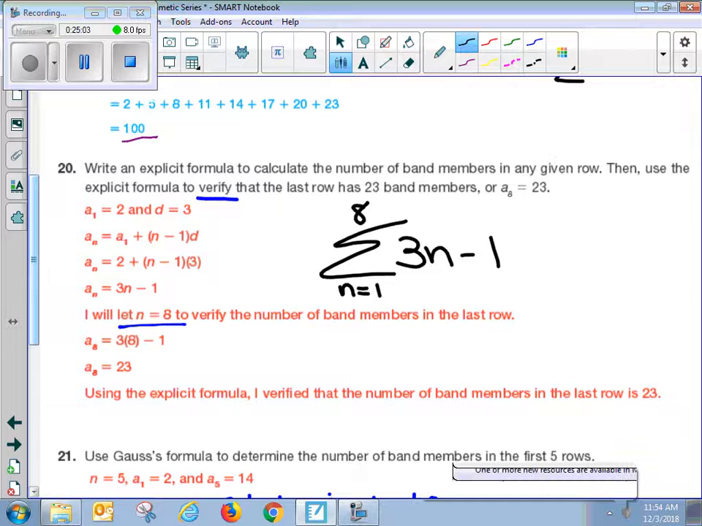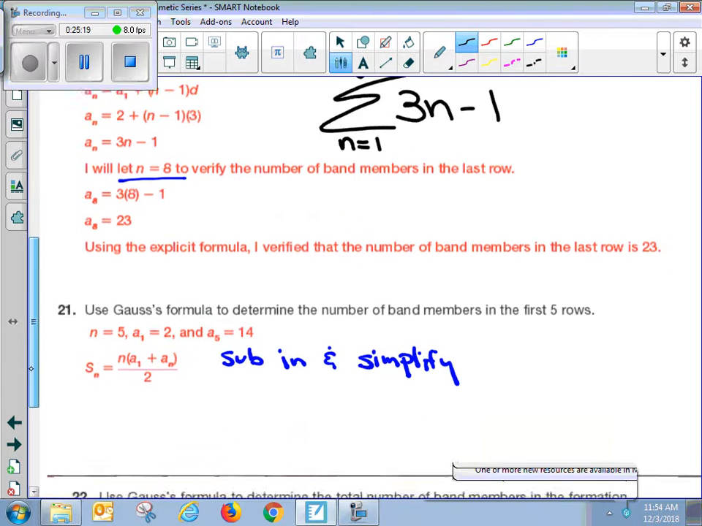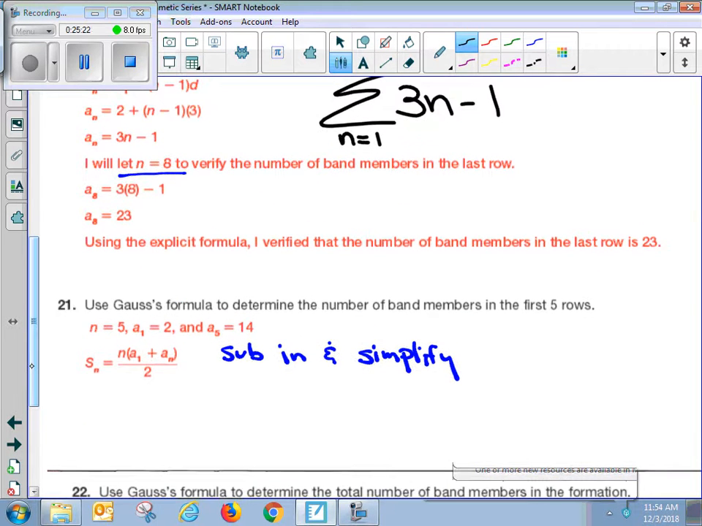Okay? And then if I want to actually find the sum, I'm going to plug it into Gauss's formula. So I know A1, I know n, I know A sub n, I can find the sum, besides just adding all the values up. So that's what they're going to have you do right here. So this one is taking it a different step.